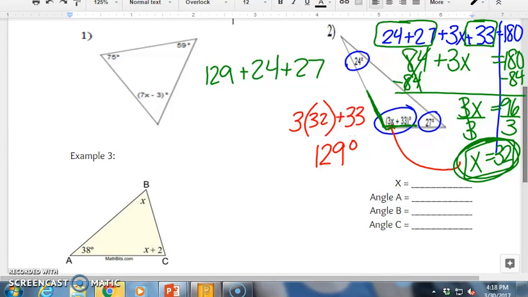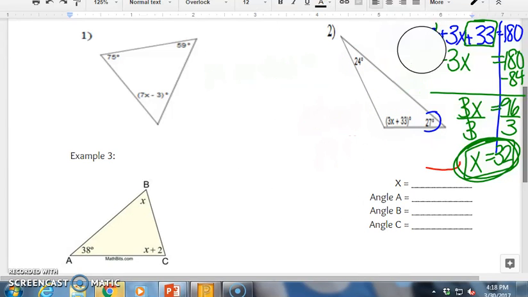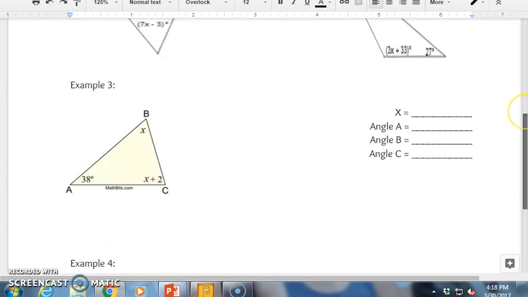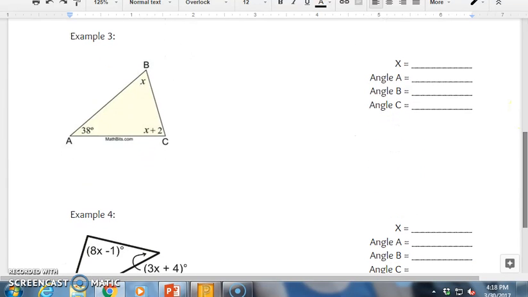All right, let's do 2 more. They're slightly more complicated, but not too bad. It's still the same process. Our process does not change, okay? All right, so as you notice, there are 2 angles on this one that we don't know. We don't know angle B, and we don't know angle C, okay? But we set it up the same way.